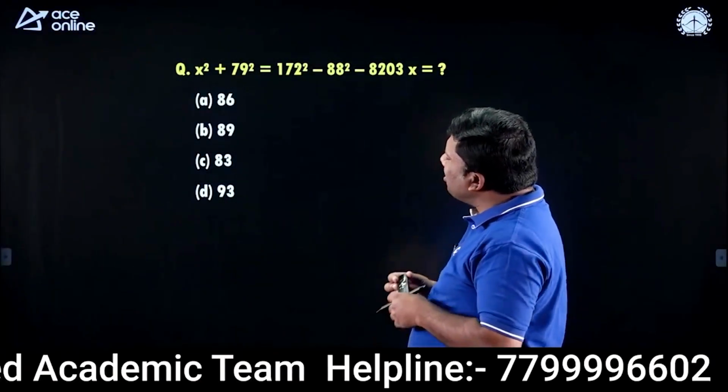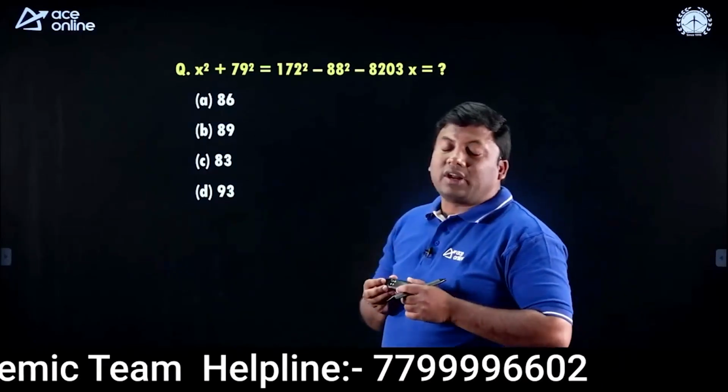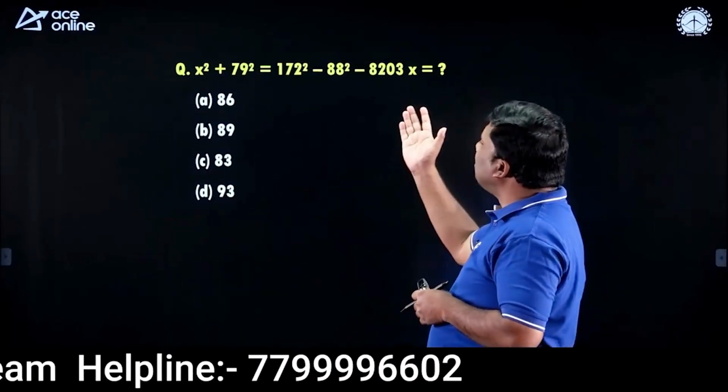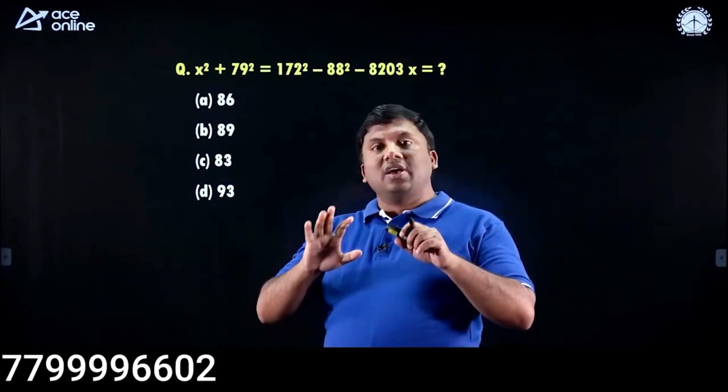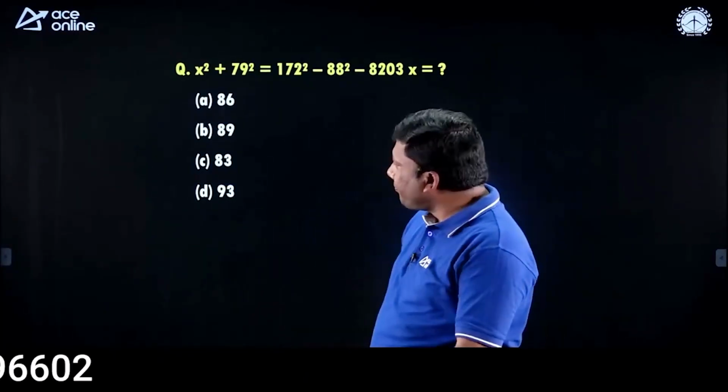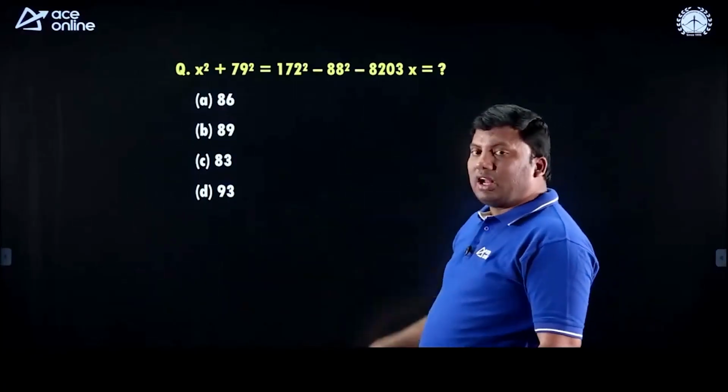x square plus 79 square is equivalent to 172 square minus 88 square minus 8203. This is one question which I took from simplification. There are two ways to solve the question.